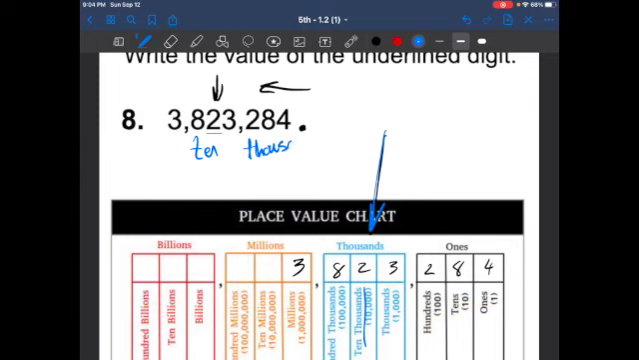So 10,000s. How many of those do I have? I have 2 10,000s. Okay, and another way to write that would be 20,000. Okay. All right. Let's move on to the next one.